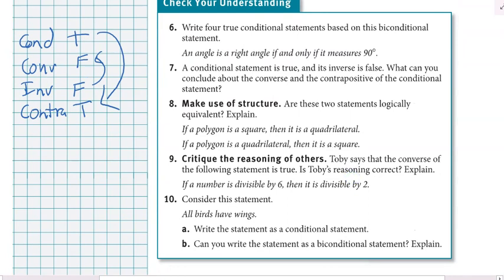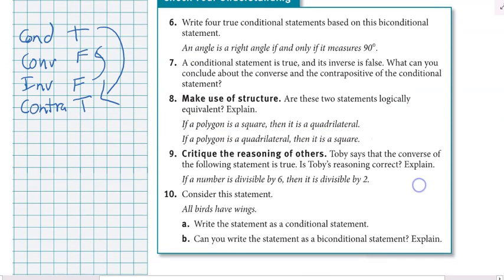Are these two conditional statements logically equivalent? Explain. Basically, do they have the same truth value? If a polygon is a square, then it is a quadrilateral. That is a true statement. If a polygon is a square, it's got 4 sides, it is a quadrilateral. The next one, if a polygon is a quadrilateral, then it is a square. That is not true, because there are other quadrilaterals that don't have to be squares. Like a rectangle, it's a quadrilateral, but it's not a square, so false. So these are not logically equivalent. The reasoning is because they don't have the same truth value.